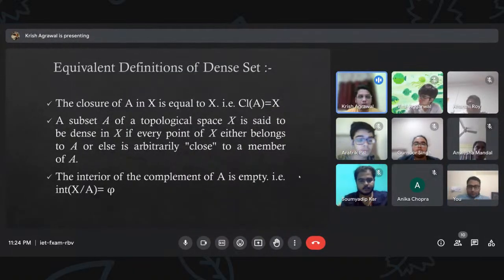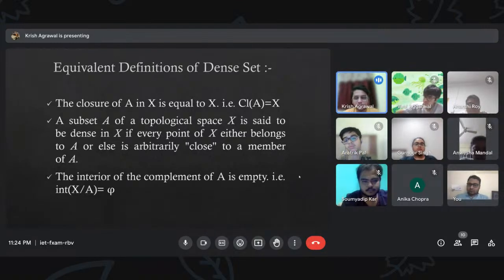So now if we look at some equivalent definitions of dense sets: if the closure of A in X is equal to X, then we can say that A is dense in X. The intuitive definition is that a subset A of a topological space X is said to be dense in X if every point of X either belongs to A itself or is arbitrarily close to a member of A. The third definition is that the interior of the complement of A is empty, that is, int of X \ A is empty.